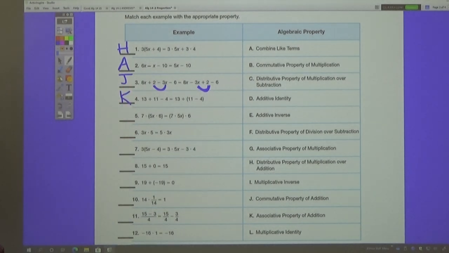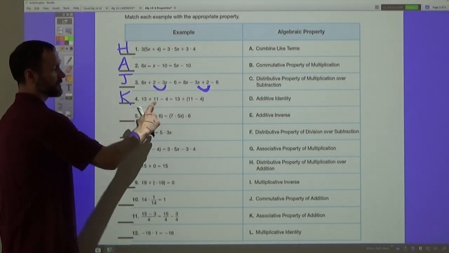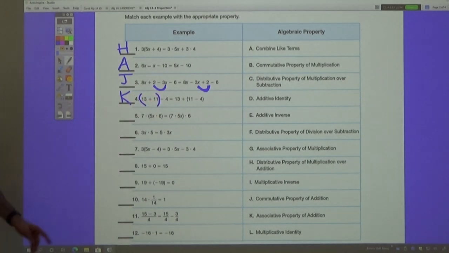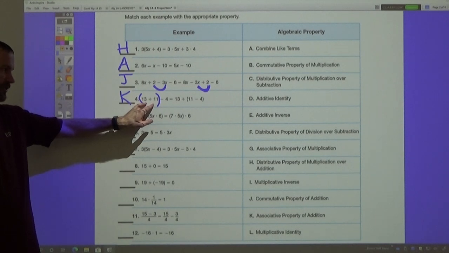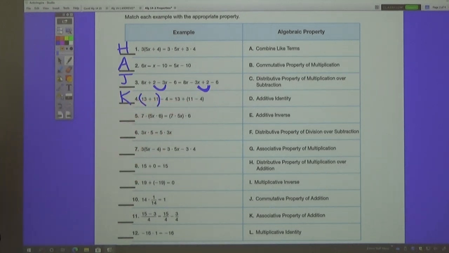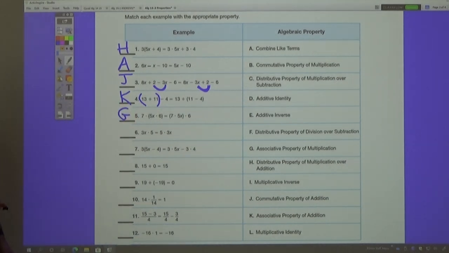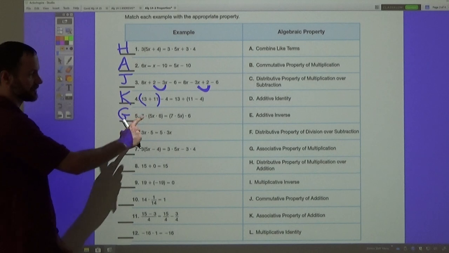K is the associative property. We switched what was inside the group. Technically, there's really an invisible set of parentheses there when you do order of operations, because this is what you're doing first, so we're switching what's inside the parentheses, what we do first to solve it.